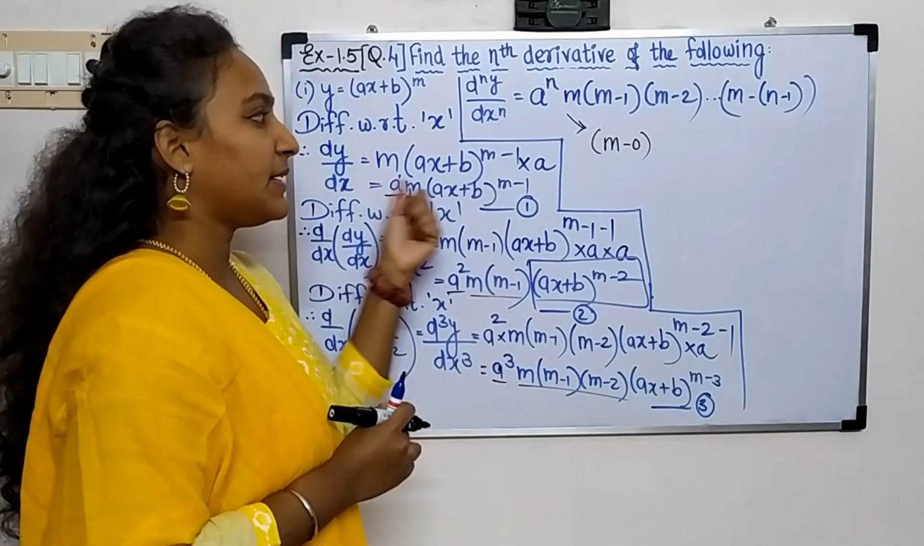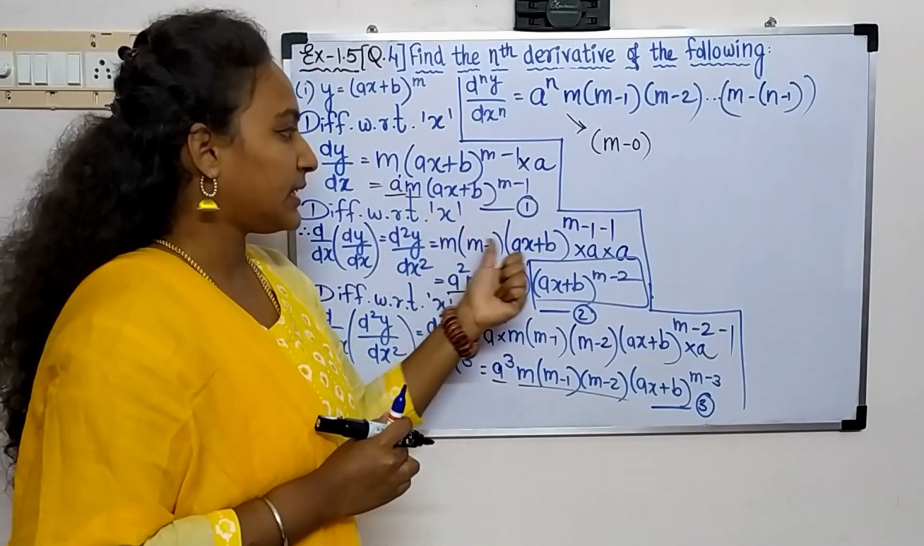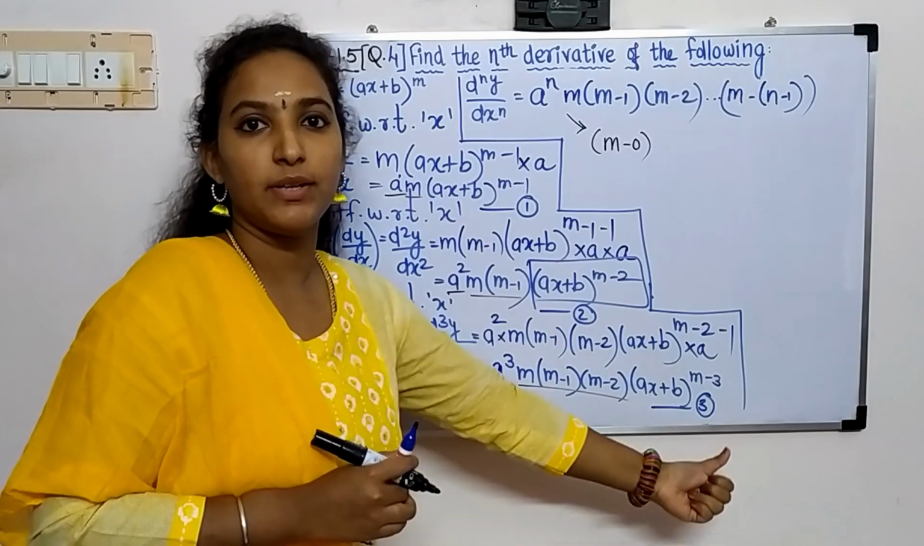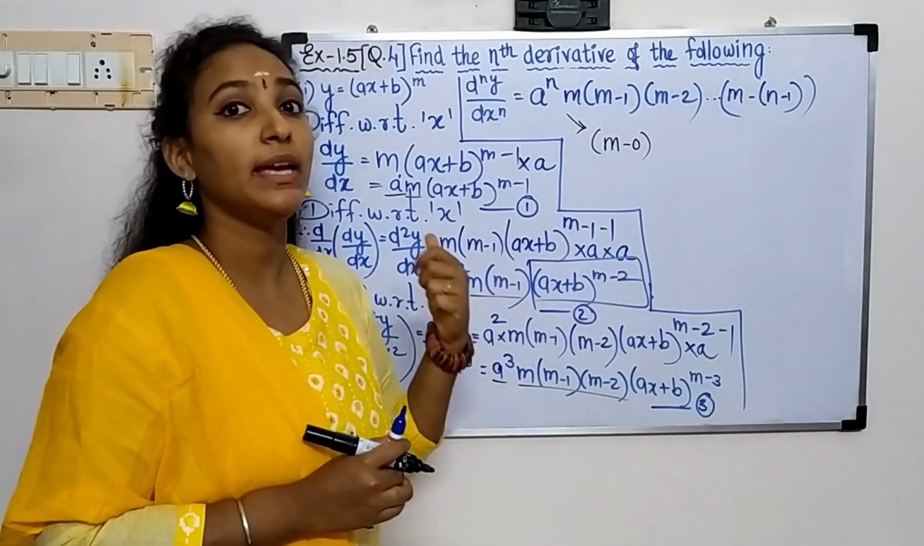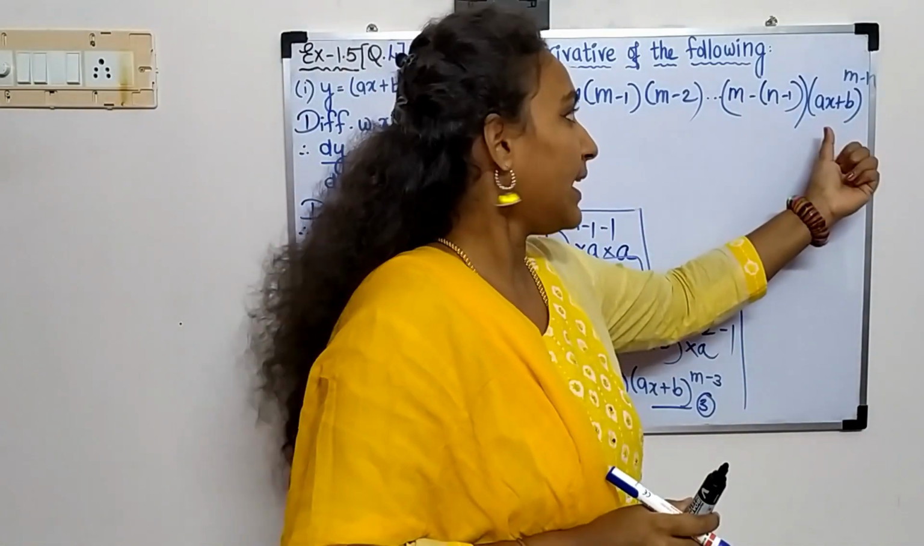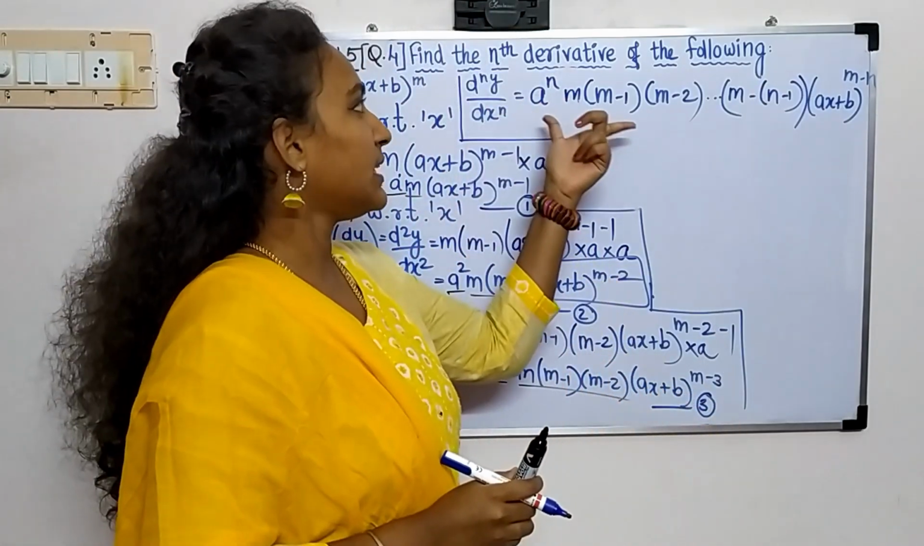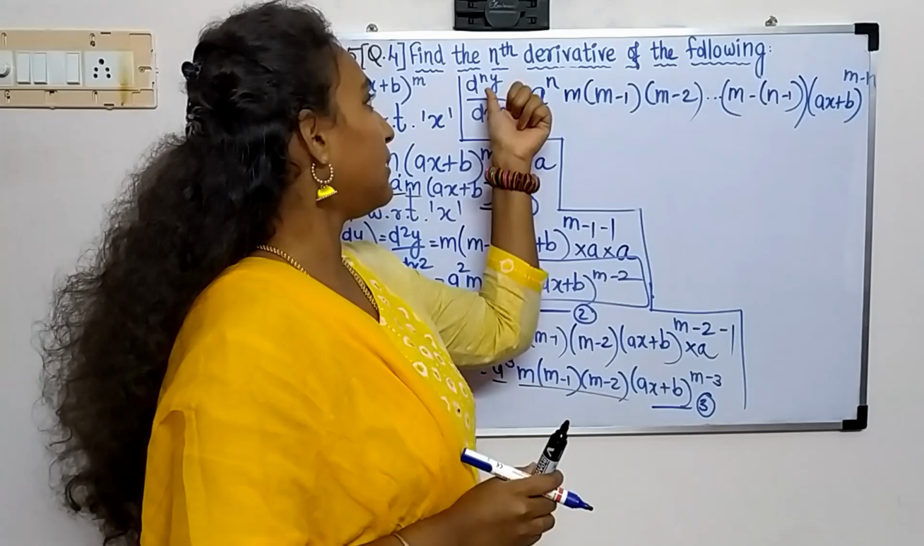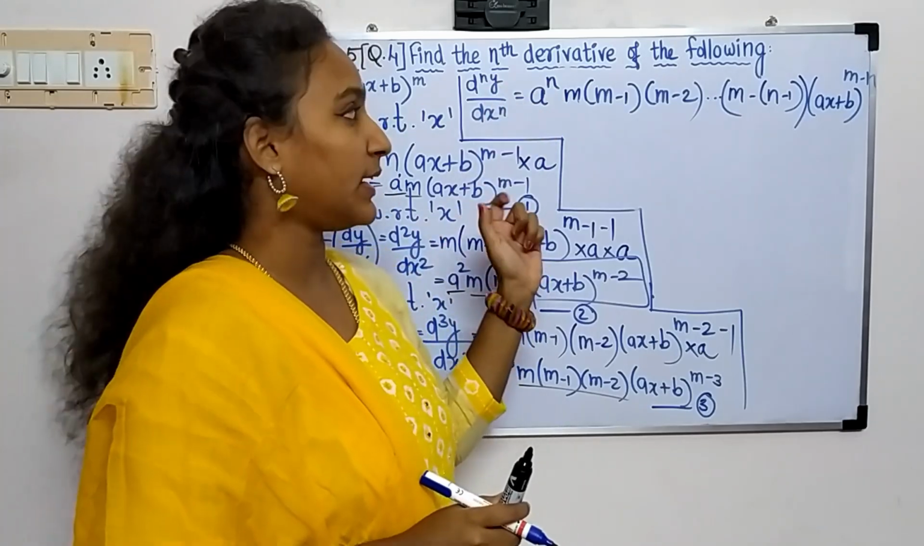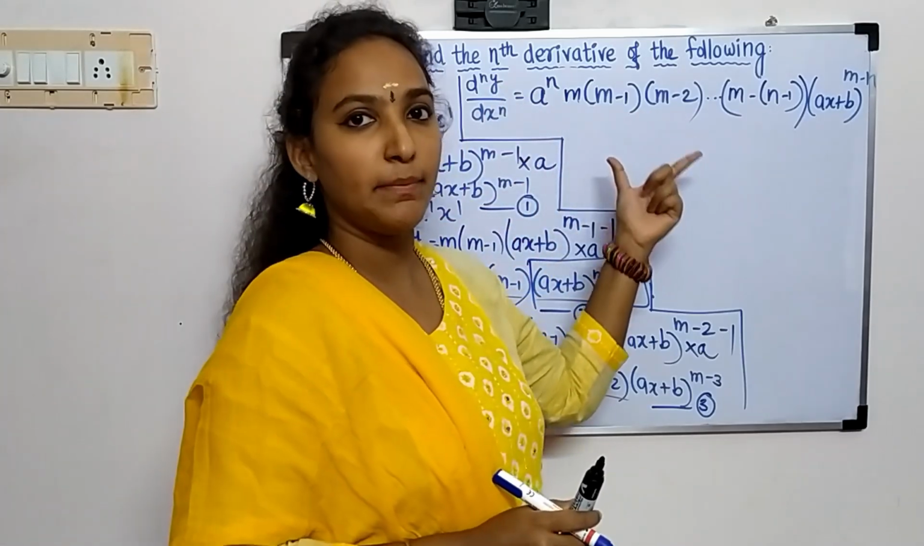For the first derivative we are having 1. Second derivative 2. Third derivative 3. So the nth derivative it will be n. So we will get ax plus b raised to m minus n. So this is our nth derivative, that is d power n y upon dx raised to n. Further we can simplify this.